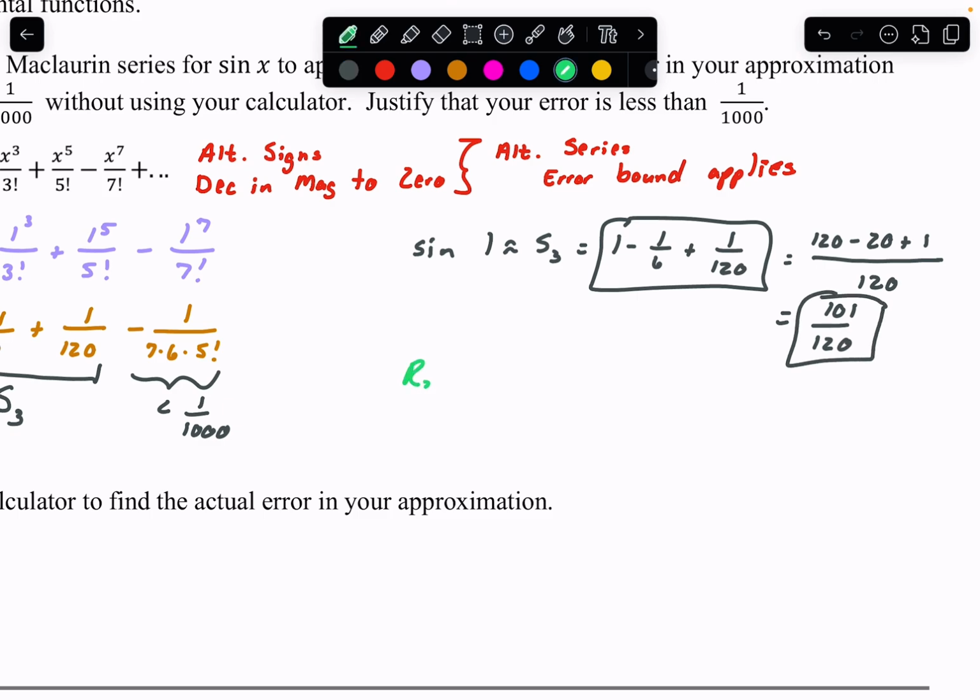And because I used 3 terms for my sum, the remainder of that partial sum is less than 1 over 7 factorial. You can write this as 42 times 120. You can write it as 7 times 6 times 5 factorial, right? It's all of those things, okay, whatever you want to do. But that is less than 1/1000th by alternating series error bound.